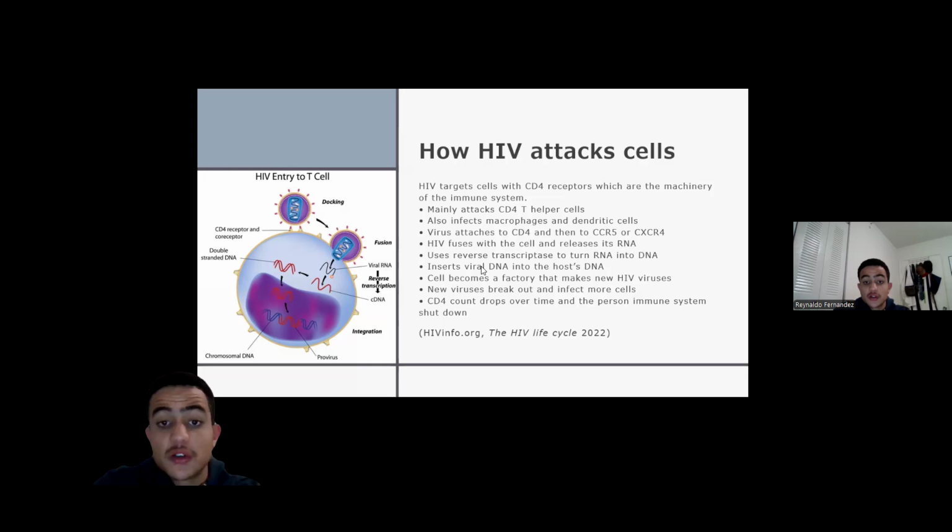And then it inserts the viral DNA into the host DNA, and then the cell becomes a factory that makes new HIV viruses, and then this produces a chain reaction that will infect other cells, and those other cells will keep producing new HIV viruses. And then the new viruses break out and infect more cells, and then the CD4 count drops over time, and basically the immune system shuts down.